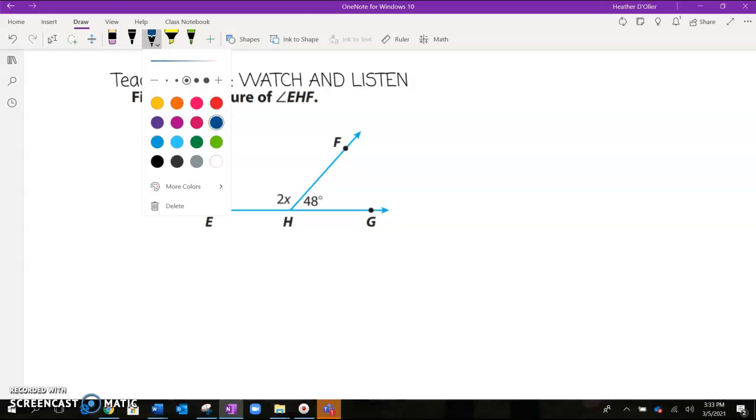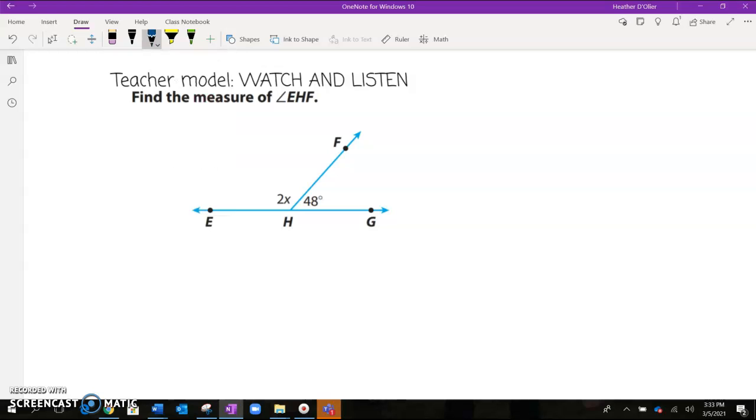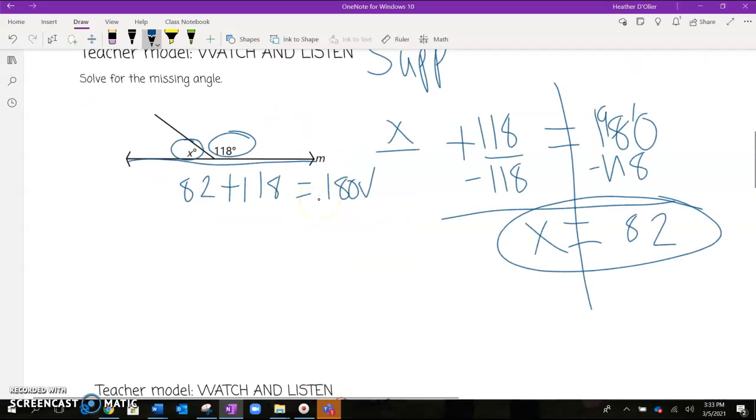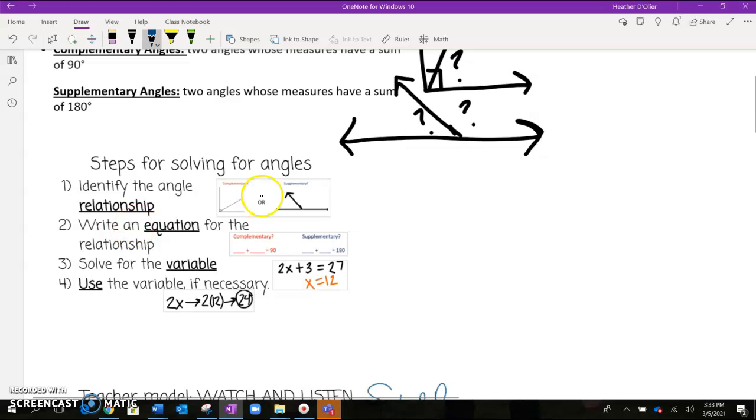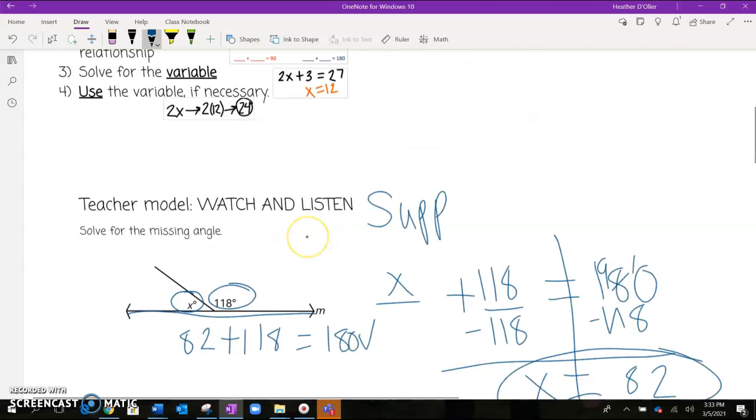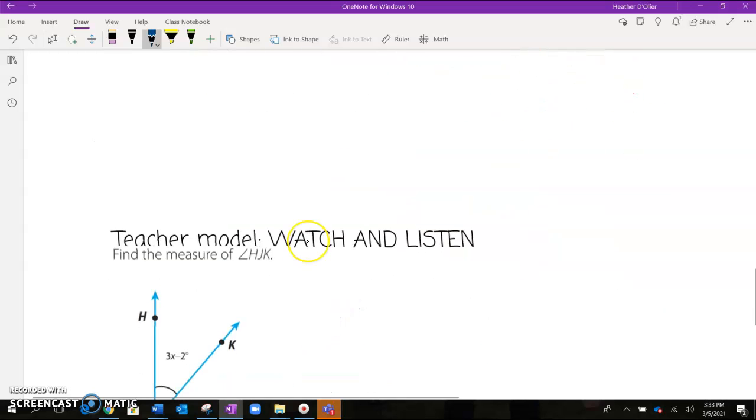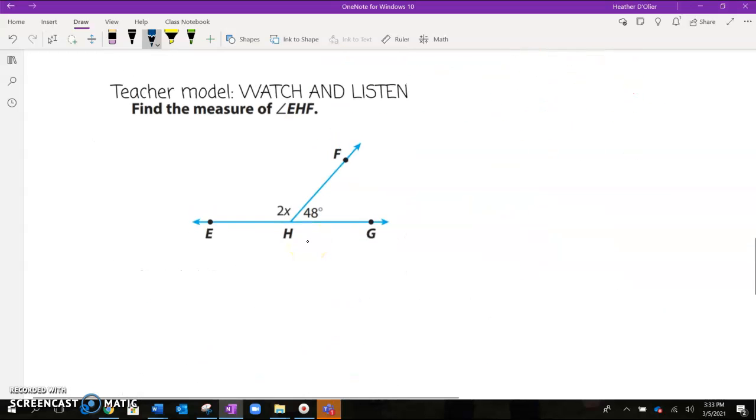So first, I need to identify the angle relationship. I'm going to go to my steps to just remind us that they're there. Angle relationship. It's not complementary. It doesn't make a corner. It's supplementary. It's a straight line. And I'm even going to cheat and kind of use it right now. I'm going to write an equation, and it's going to add up to 180. So this is a supplementary relationship. Remember, I looked that up, so I've identified it now, and that helps me write my equation.